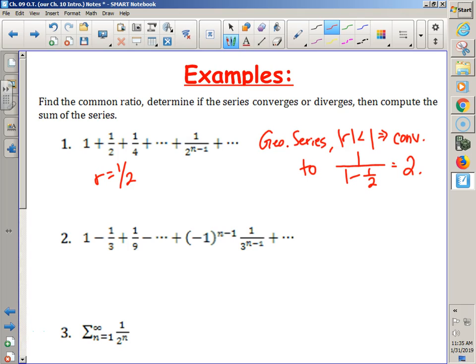So just to make sure, if it was equal to 1, then it would still go to infinity, right? Because it would keep adding the same number. Right. Your sum would just keep ever expanding. Does that make sense? How about number 2?